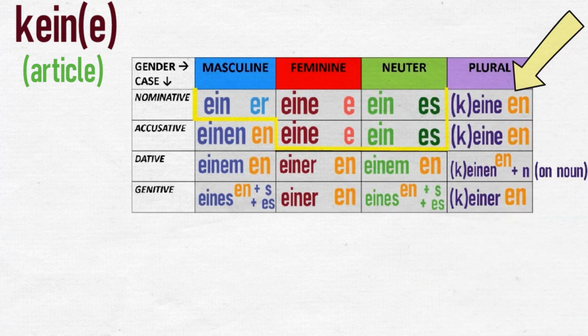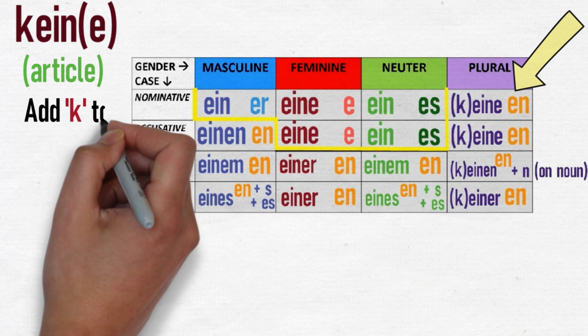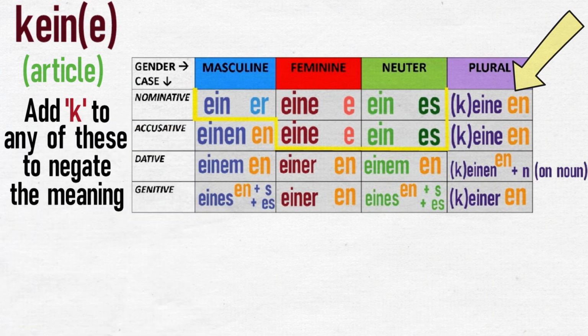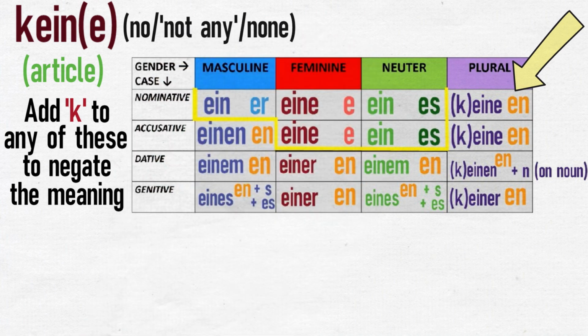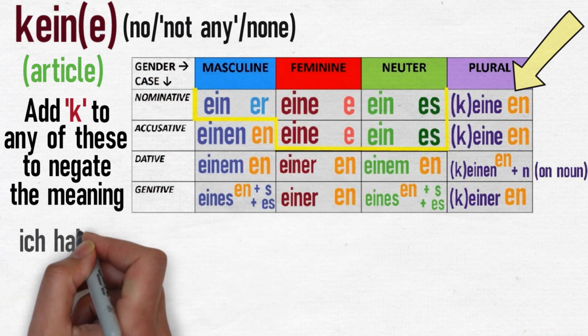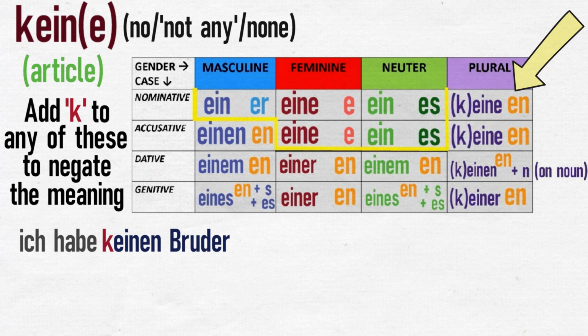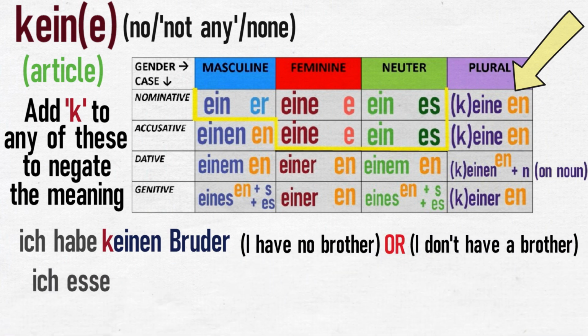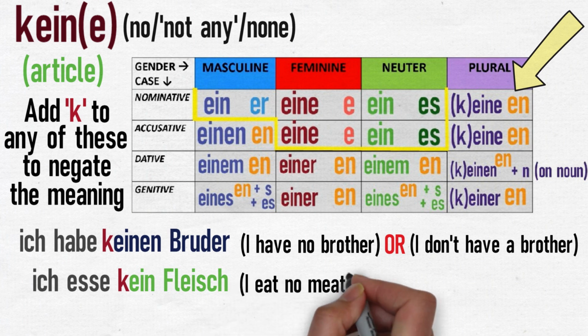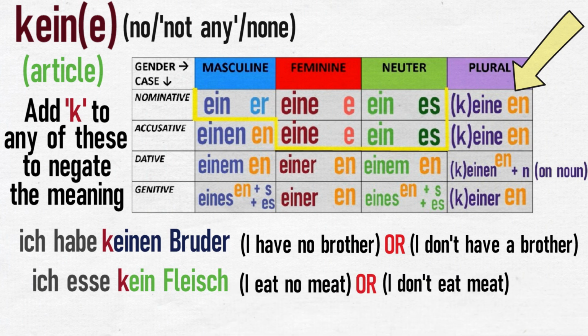Every article in the indefinite article table, such as einen, eine, ein, can have a k added to the front to negate its meaning. Think of these forms of kein as meaning no, as in not any or none. For example, ich habe keinen Bruder. I have no brother, or I don't have a brother. Ich esse kein Fleisch. I eat no meat, as in I don't eat meat.